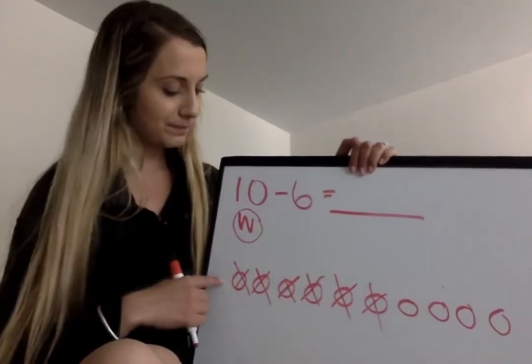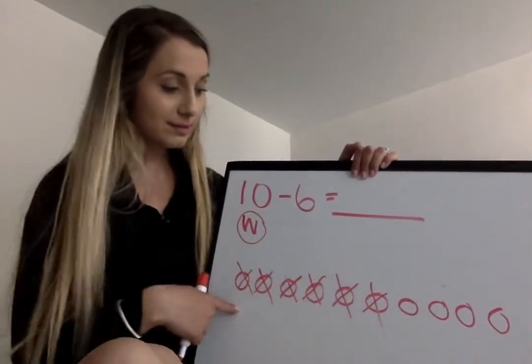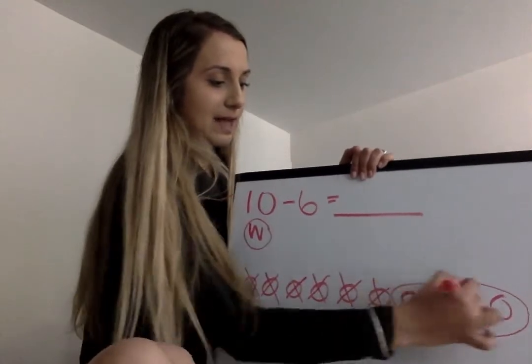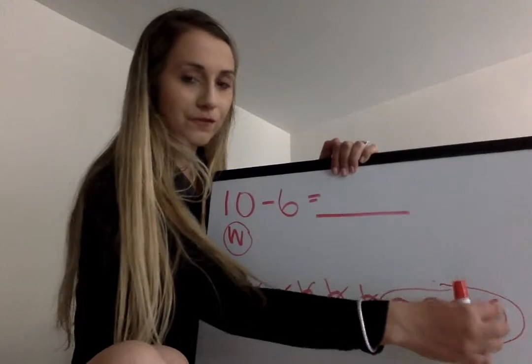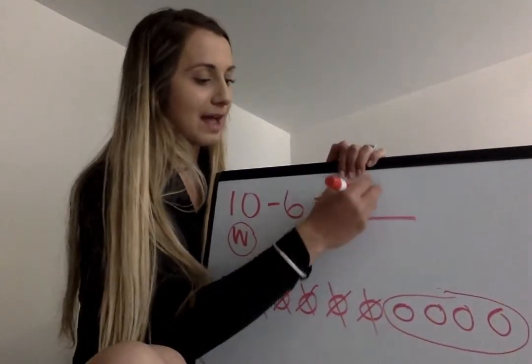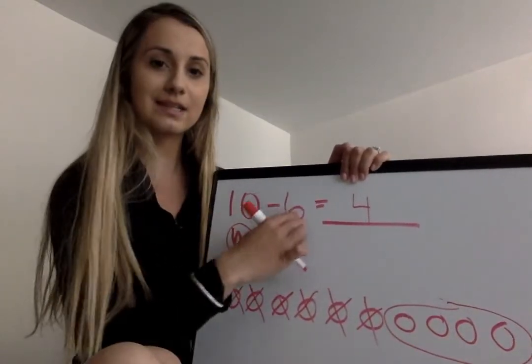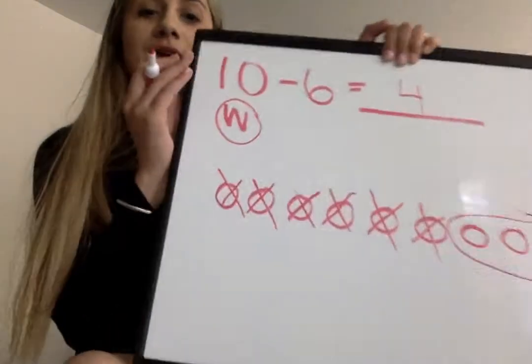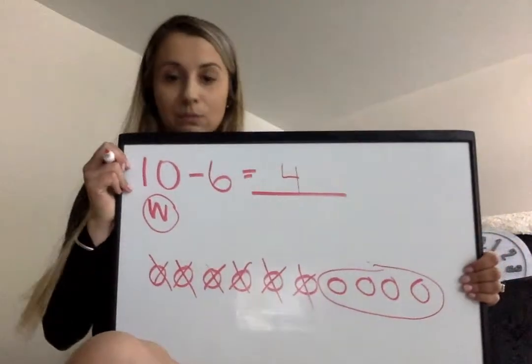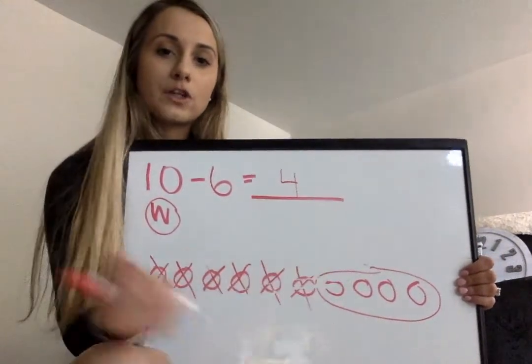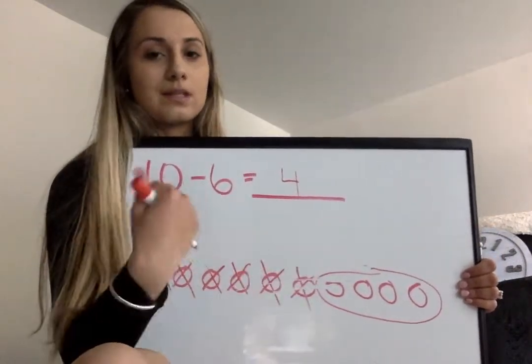So we had 10. We took away 6, and this is how many we have left. Go ahead and circle those with your pencil. 1, 2, 3, 4 is how many we have left. So 10 minus 6 equals 4. You can have fun with this. You could draw hearts, you could draw smiley faces, you could draw squares, whatever you want. But using these pictures below will really help you visualize the subtraction sentence.